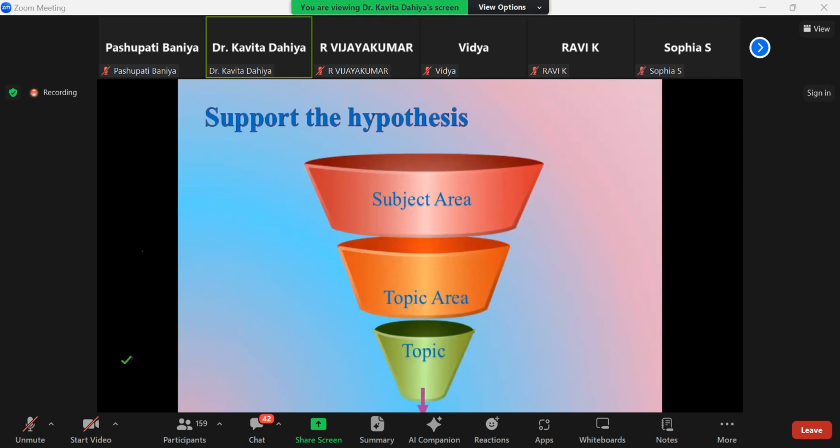This one picture is representing the depth of the literature review. This picture represents the depth of the literature review, where the first part is the subject area, the second is the topic area, and the third is the topic. After that topic, you are generating the hypothesis.